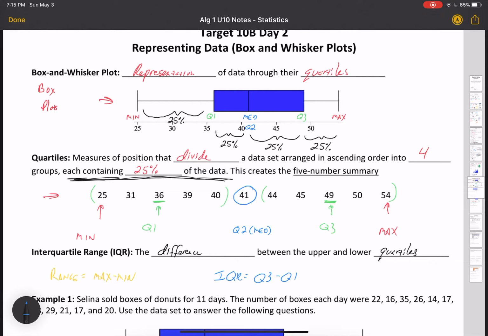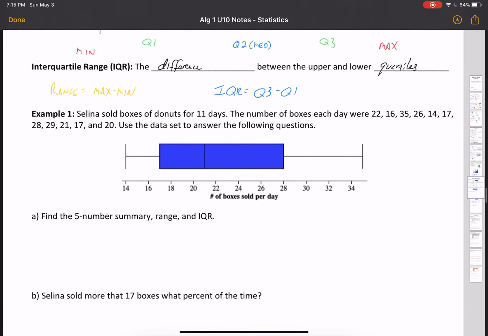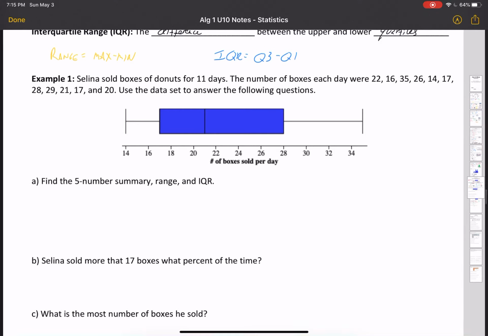Okay? So let's get into analyzing a data set. So Selena sold boxes of donuts for 11 days. Number of boxes each day are given there. Use the data set, and you'll notice the box plot's already graphed for you, to answer the questions. We want to find the 5-number summary, the range, and the IQR. So we can find the 5-number summary just by looking at the graph.